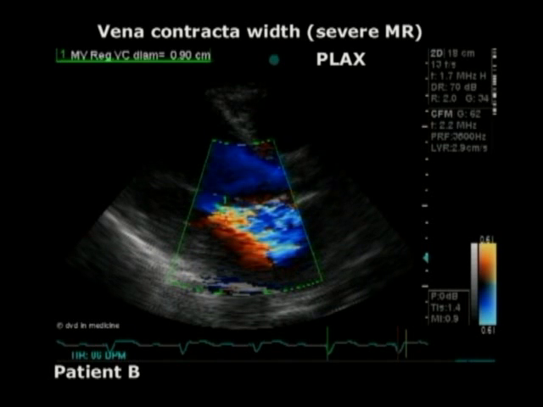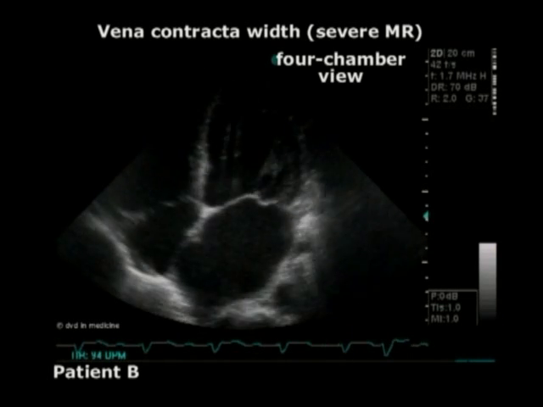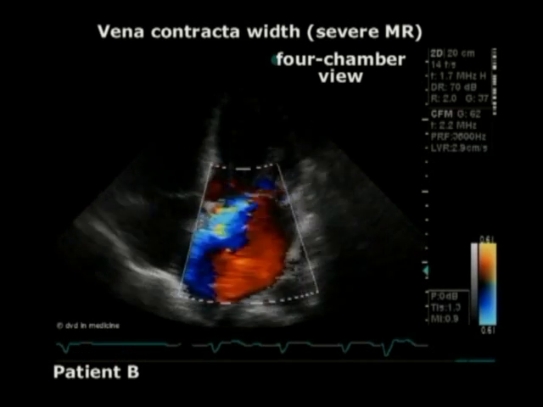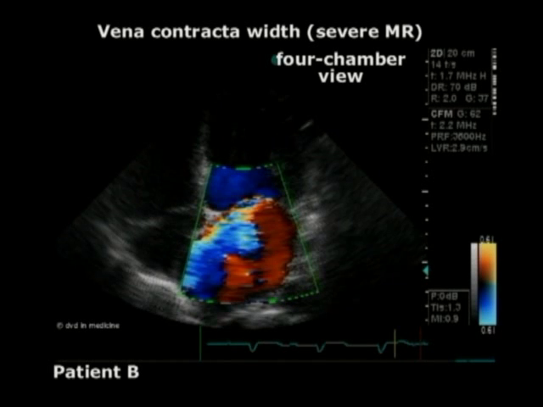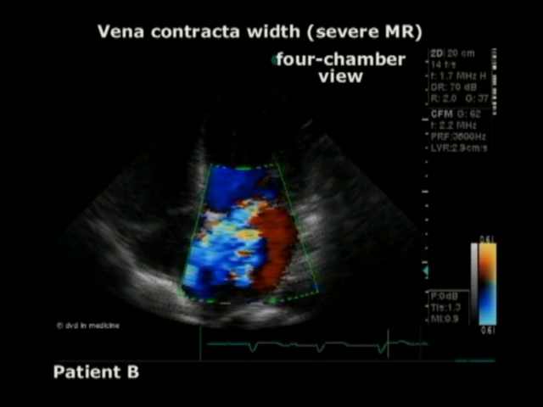Vena contracta width is 0.9 centimeters. Vena contracta width is around 1 centimeter.